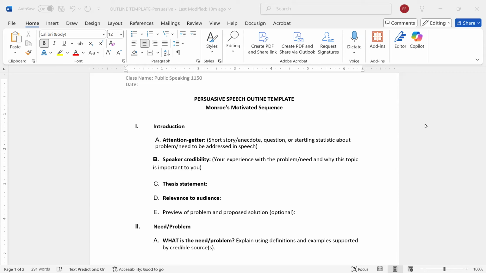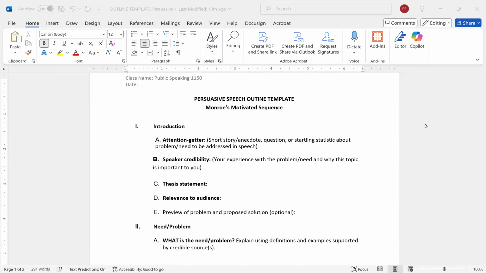But if it's a controversial topic, and a controversial topic is probably anything that has to do with one's health, mental or physical, or the environment, or really any controversial topic that's kind of in the headlines in terms of political topics. So again, anything that is controversial, I would not preview the solution yet.